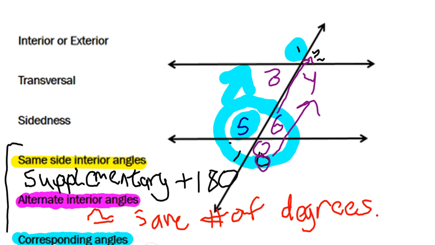Now look at 8 and 4 for a second. I'm actually going to trace those angles. So here's 8, here's 4. Are those obtuse angles, acute angles, or one of each? Looks like they're obtuse, and that tells us that they are congruent. So you're going to want to add that to your notes, that corresponding angles are always congruent.